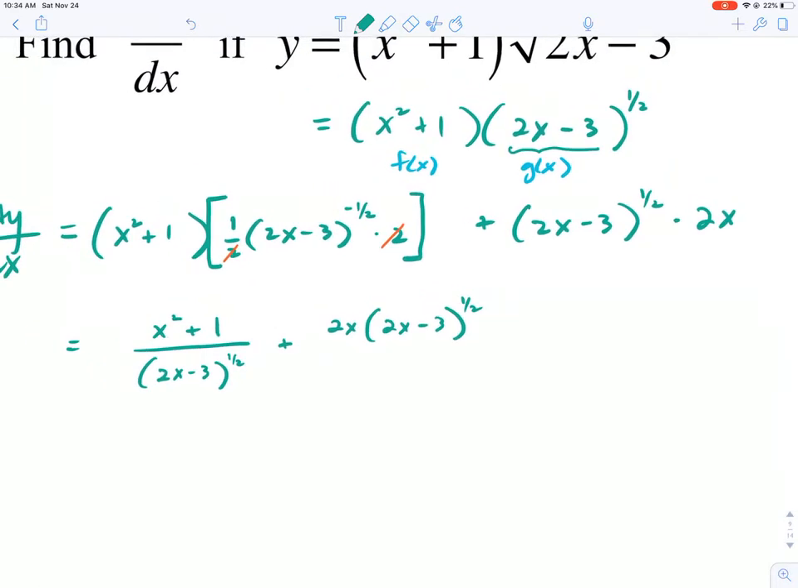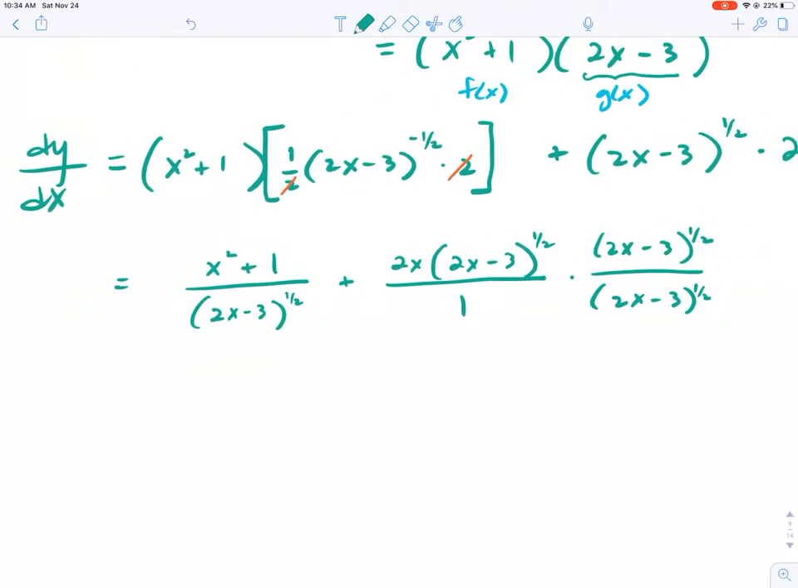Now, a common simplification you'll see in the book work would be rewriting this as a single fraction, so getting a common denominator. To get a common denominator here, I'm going to multiply by (2x minus 3) to the 1/2 over itself, so that this second term will have the same denominator. Now that we have a common denominator, the numerator will be x squared plus 1 and then plus 2x times, now we have the same base, so we can add the exponents. 1/2 plus 1/2 is just 1. So 2x times (2x minus 3).